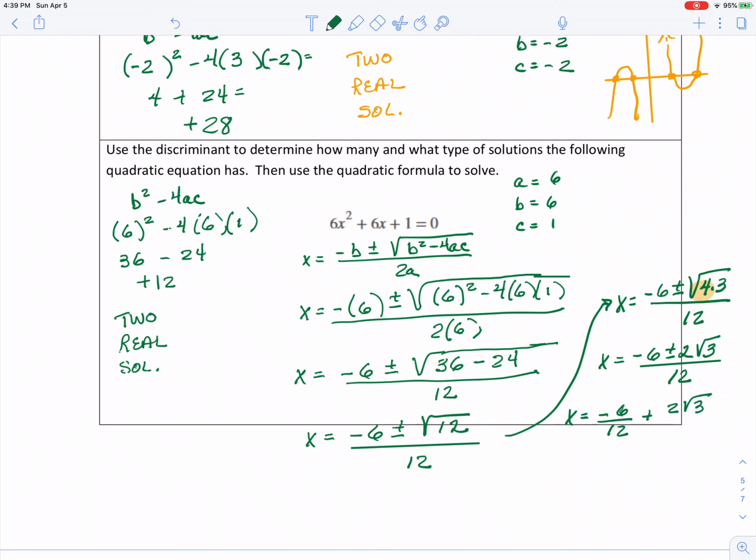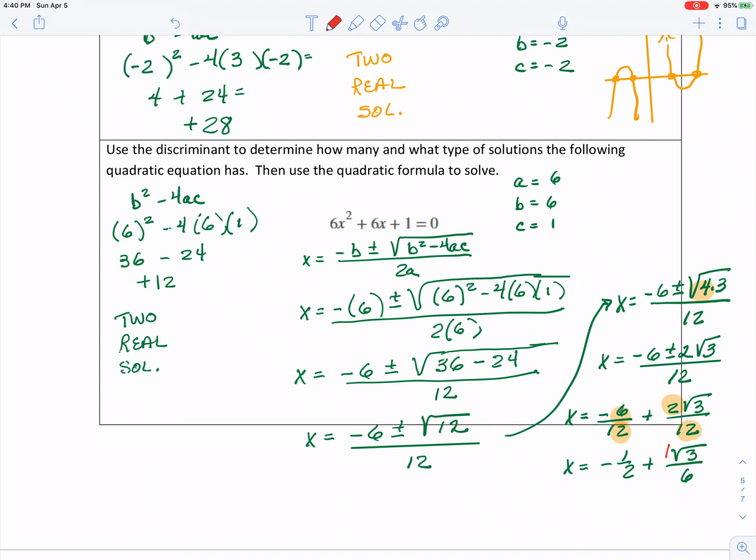I hope you noticed that this negative 6 over 12 and this 2 over 12 can be reduced down. My brain is ahead of my pen. And I wanted to say right here that 2 over 12 is actually reducing down to 1 over 6. Notice I don't go under the radical and try to do anything up underneath there. I'm going to keep that the square root of 3.